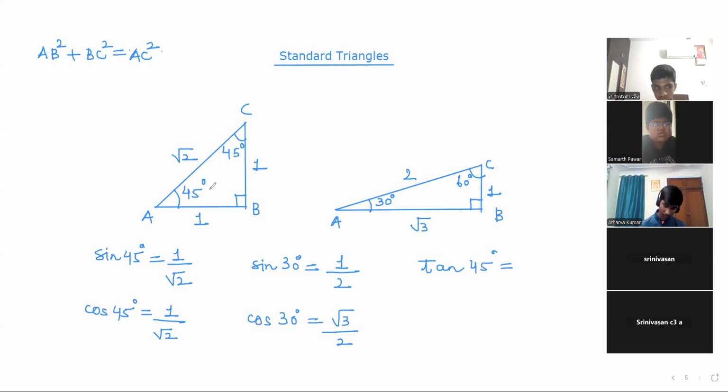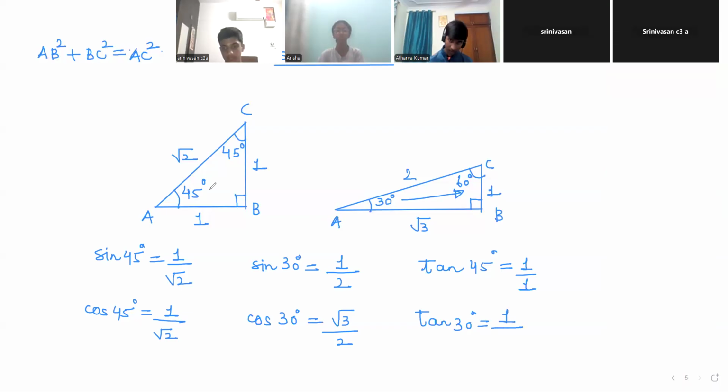Tan 45 is perpendicular upon base. So 1 upon 1, it's 1. What about tan 30 degrees? It's perpendicular upon base. For tan 30 degrees, perpendicular is 1 and base is root 3. So tan 30 is 1 upon root 3. Tan 60 degrees, what is it? It's root 3 by 1. For 60 degrees, the perpendicular will be side AB, right? So it's root 3 by 1. I hope all of you understood this.